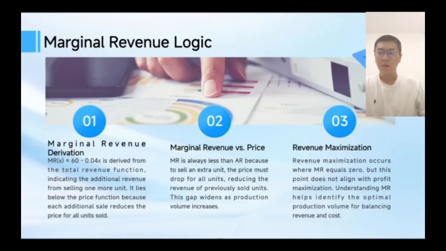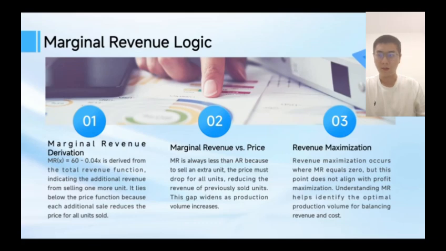Now let's explore marginal revenue, or MR, the unsung hero of revenue optimization. MR(x) equals 60 minus 0.04x, calculated as the derivative of total revenue. Unlike average revenue, MR is always below the price function.